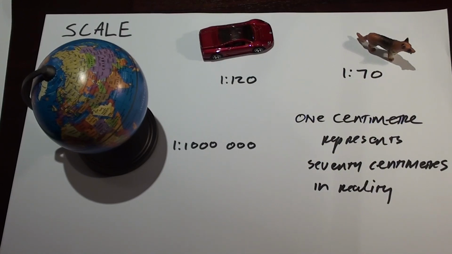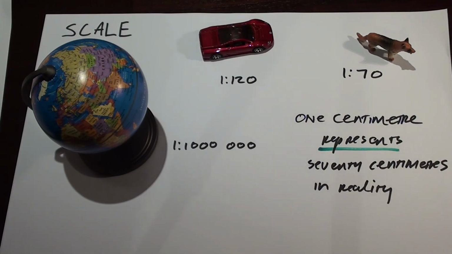Realize that it just says it represents, and does not equal 70 centimeters. It's really important that you use the word represents. So this is one kind of scale that we use. It's called a ratio scale.